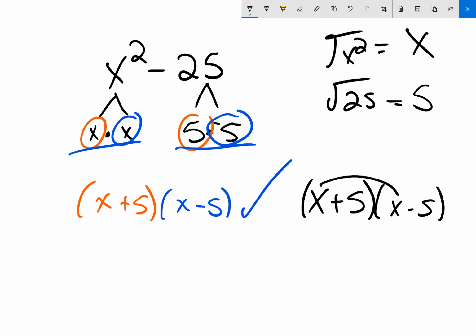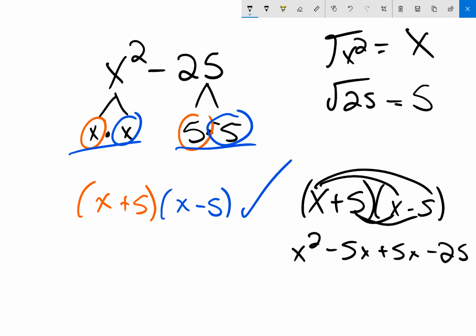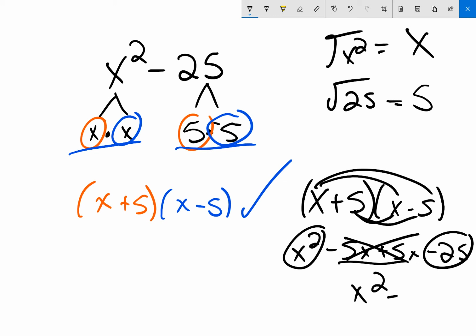So if you FOIL this, x times x makes x squared, x times negative 5 is negative 5x, 5 times x is positive 5x, and 5 times negative 5 is negative 25. And so these two middle terms, negative 5x plus 5x, cancel out, leaving you just with x squared minus 25, which is exactly what the problem was to begin with. So remember, FOILing, distributing, all that multiplying is just the opposite of factoring. Factoring is the opposite of what we've been doing before.